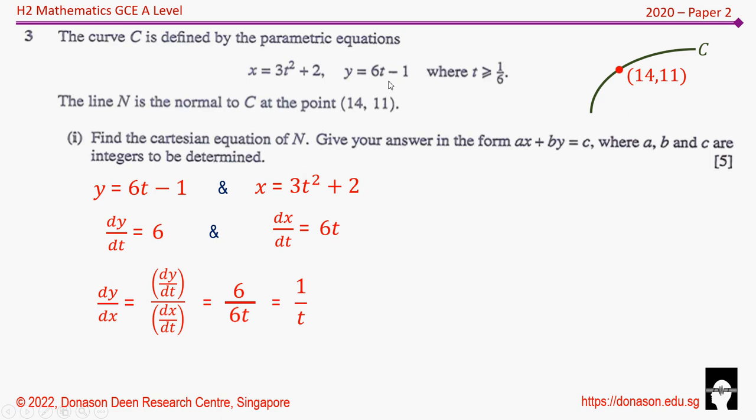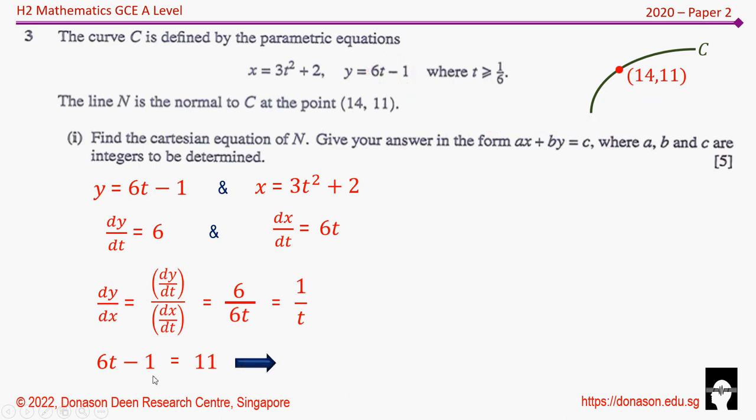If you look at the x and y coordinates in terms of the parameter, y is linear, whereas the x coordinate is quadratic. So it's better for us to use the linear parametric equation. And so let's equate 6t - 1 to be 11, so that we know exactly at what value of t this point comes about.